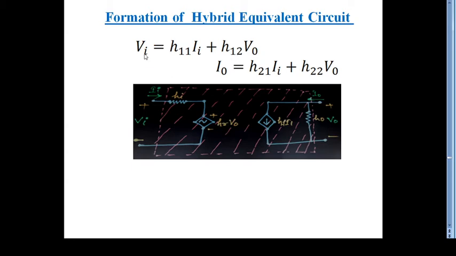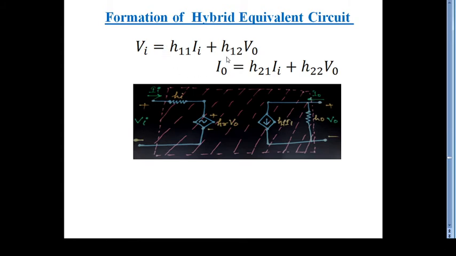So the input voltage Vi is there. Okay, the input voltage source, the current on that side is our Ii. So Vi = H11 Ii plus HR, meaning our H12, times V naught. Okay, clear this one. So this first thing is nothing but simply your Thevenin equivalent.